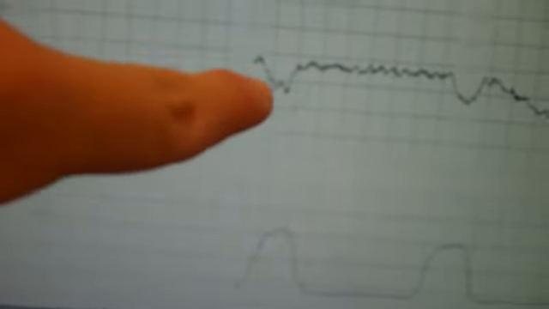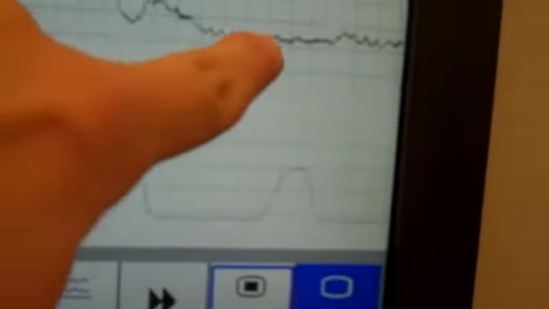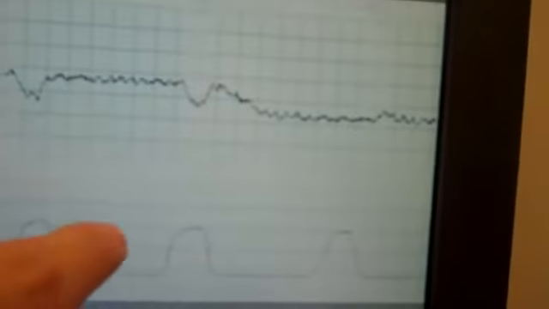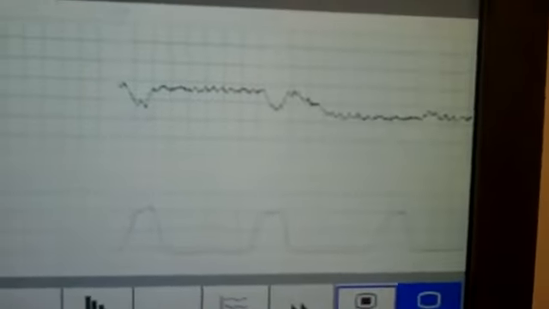So on the monitor here, this would be if baby is not engaged, mom starts having a contraction, there's cord compression. You see the variable decelerations here. Here is a prolonged decel. So if baby's engaged and there's constant pressure on that prolapsed cord, you'll see a prolonged fetal heart rate decel.